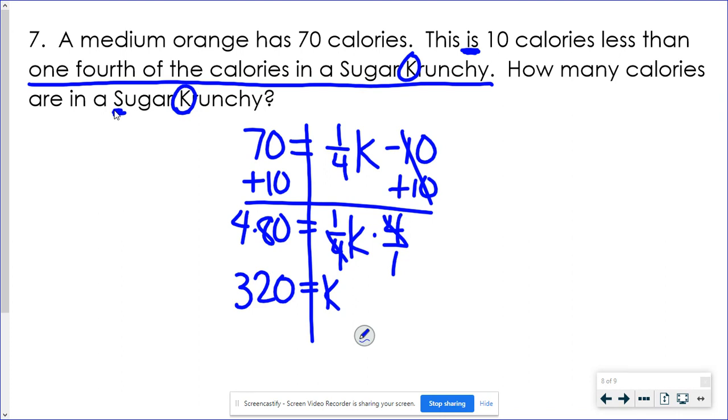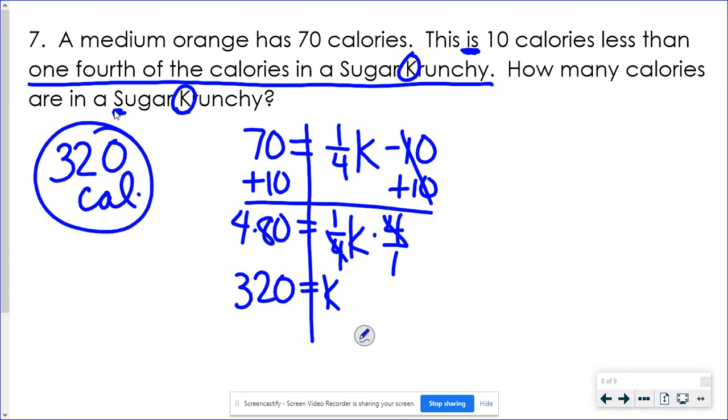I'm not sure that a Sugar Crunchy sounds like a good snack, but that's how many calories we've got.